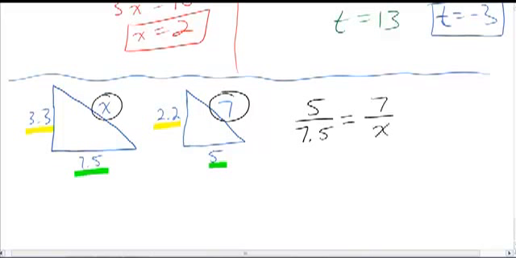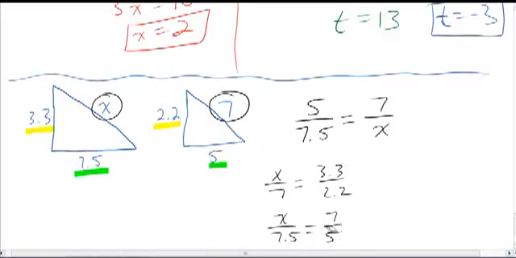Now keep in mind, there are many ways to set these up. This is not the only correct way. You could have said x over 7 equals 3.3 over 2.2. Just one more example of how you could have done it. You could have even done x over 7.5 equals 7 over 5. Really does not matter, as long as you're doing it the same. Notice this way was different because I did two sides of the same triangle on each fraction, but I did them in the same order on both sides. So there's more than one right way to set this up. And of course from here, you're just going to cross multiply and divide.